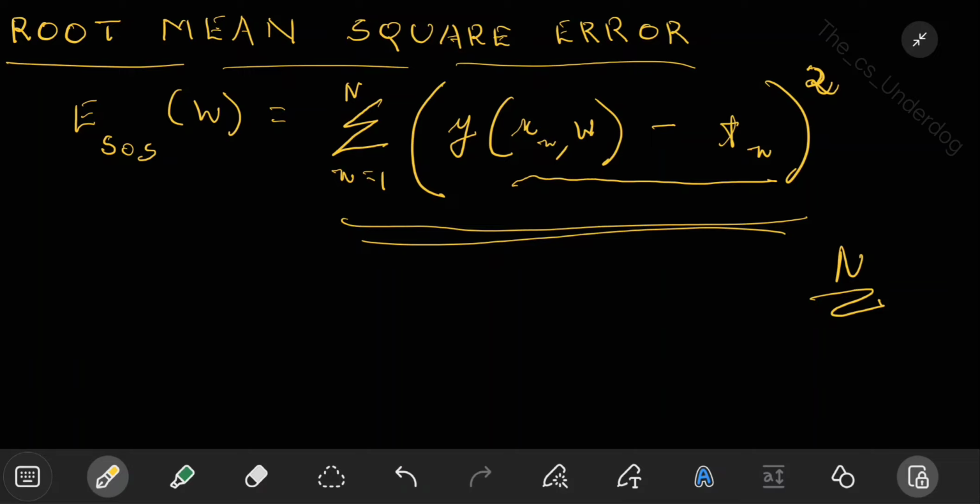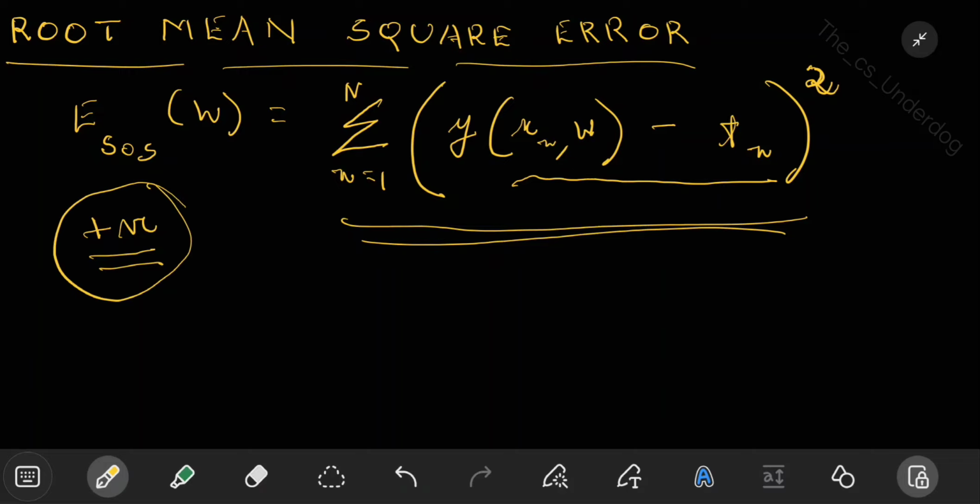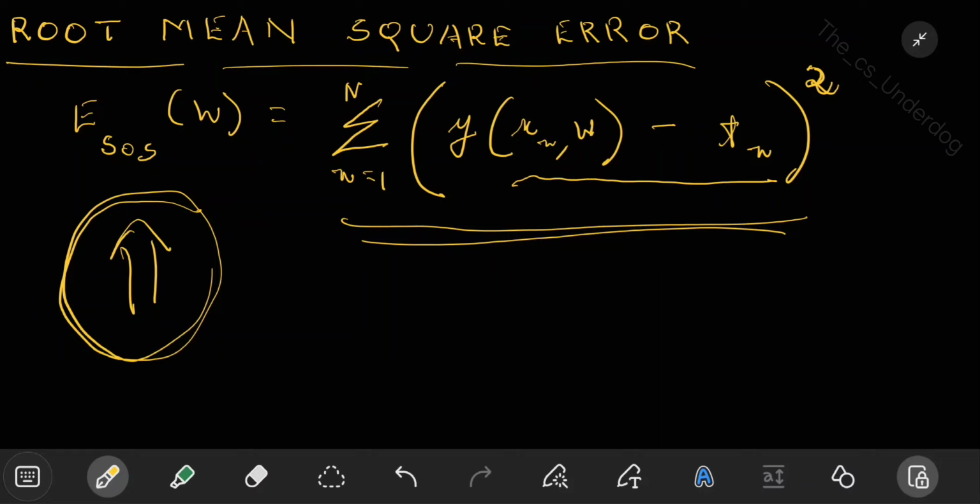Why are we squaring here? There are two reasons. The first reason is that, as we previously discussed, we want to always have a positive error. We don't want a negative error. So this y minus t can be positive or negative, but when you square it, it will always be a positive term. The second reason is that we always want to penalize larger errors more. In order to penalize the larger terms more, we are taking the square.